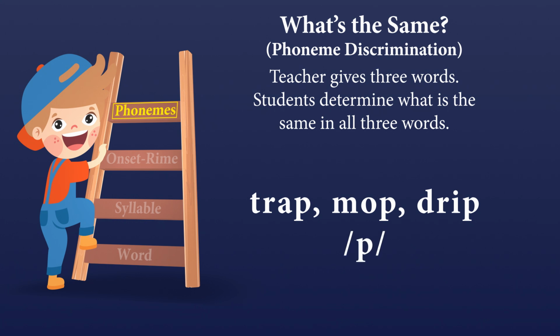It's important to make sure that the target sound is in the same position in all 3 words. If students struggle to discriminate between sounds or struggle to find a sound that is similar between words, this is a great opportunity to bring back the explicit instruction on articulatory gestures that was discussed earlier.